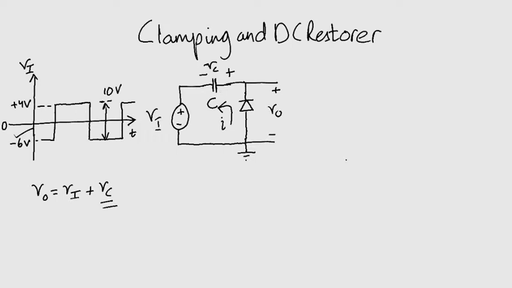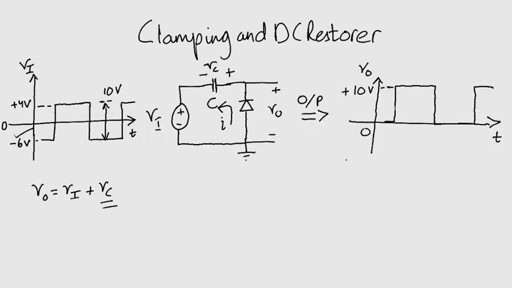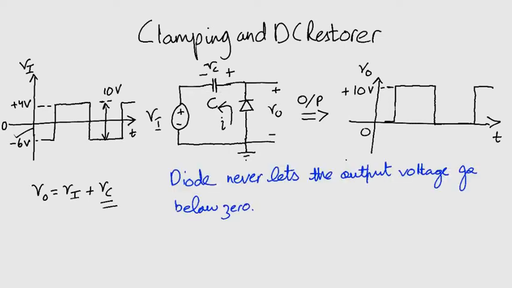Our output will therefore be like this. The voltage levels are now 0 volts and 10 volts, shifted upwards from the input by 6 volts. The diode never lets the output voltage go below 0.